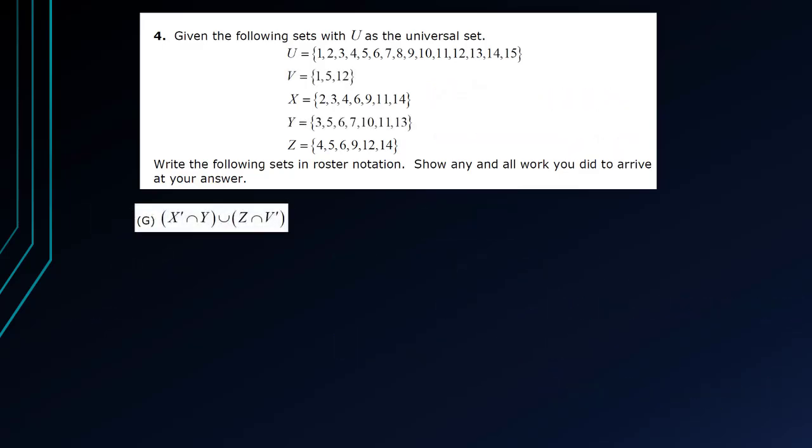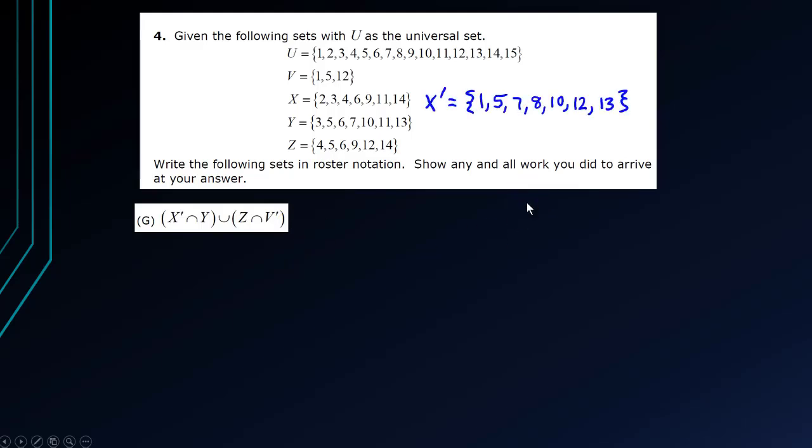For the last one, you have basically all 4 sets being involved. So we have to make sure to do this in acceptable chunks here. Which means I want to do basically those that are not in X and those that are in Y, in a union with the intersection between Z and the elements not in V. So I've got to figure out what X prime and V prime are.